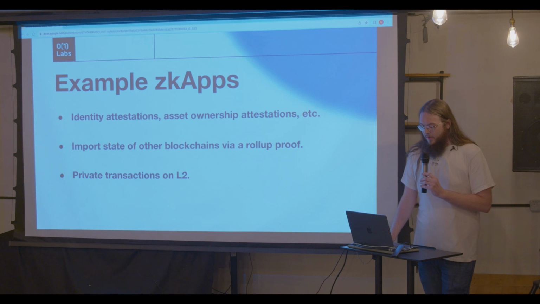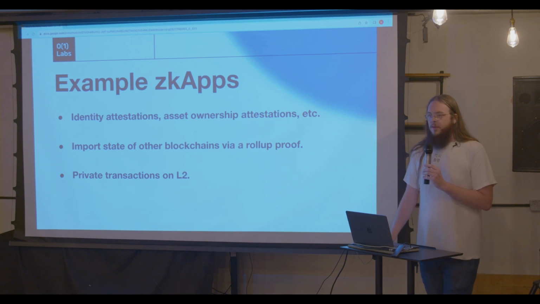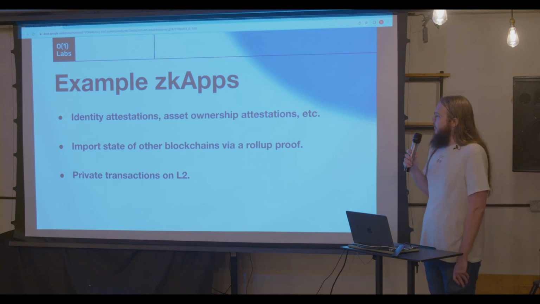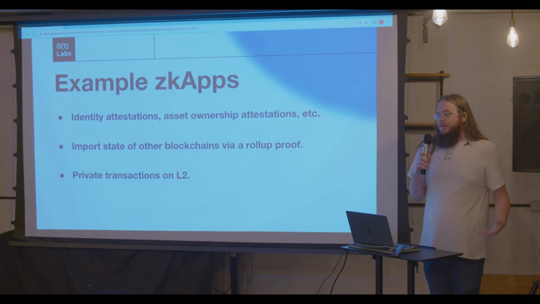Another use case is to import the state of other blockchains via rollup proof. So if Ethereum has a rollup proof, you can import that into Mina, and that gets rolled up into the Mina proof. So that means, in that sense, Mina can be thought of as a rollup of rollups. And that's part of the reason that the L2 story is so interesting and unique to Mina, because that's what L2s are nowadays. They're rollups off chain, they post to the chain, and then we roll up all the L2s together.